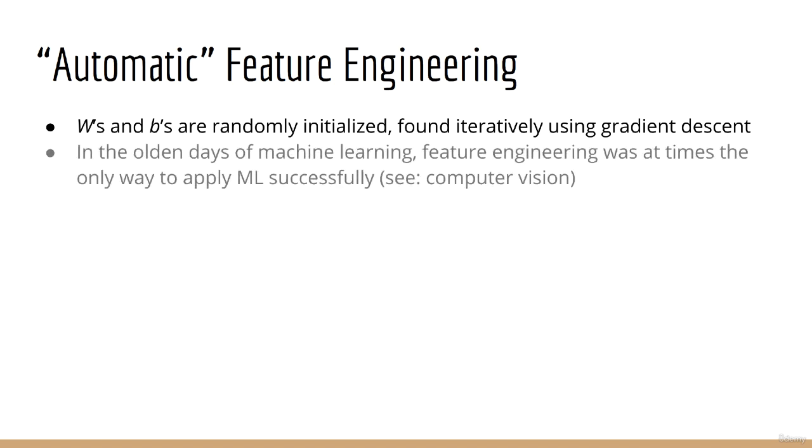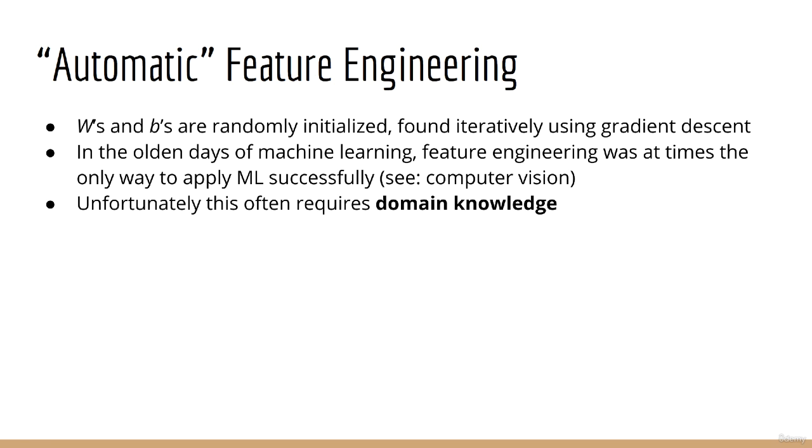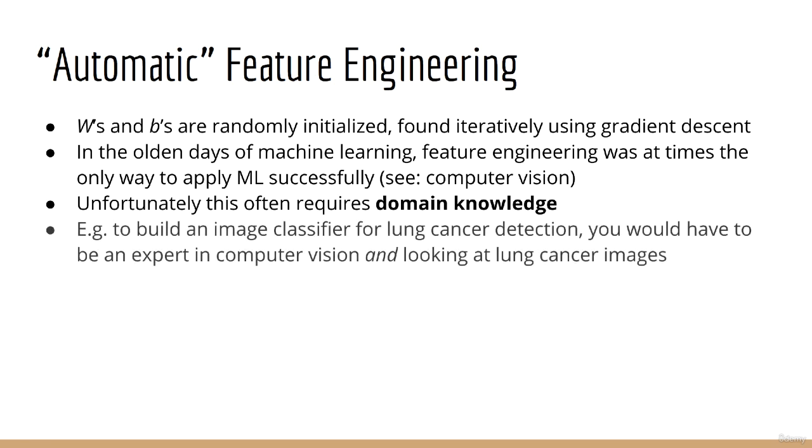In the olden days of machine learning, feature engineering, at times, used to be the only method of really applying machine learning successfully. And usually this would require domain knowledge. So if you wanted to build a good image classifier for, say, lung cancer detection, you would have to be very knowledgeable about different computer vision techniques. But not only that, you would also have to be very good at looking at X-rays of lung cancer.